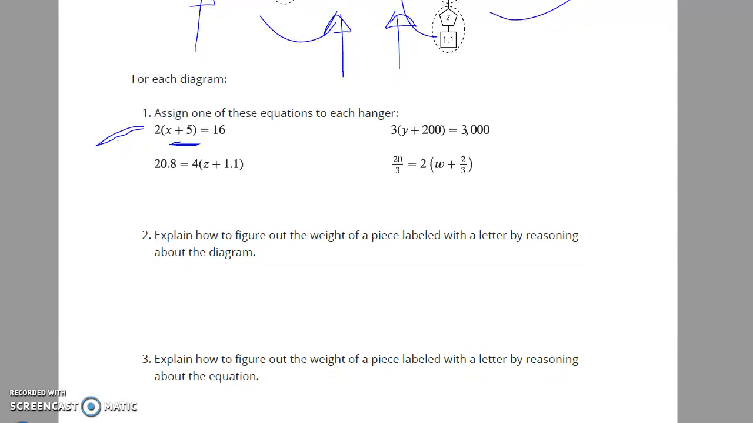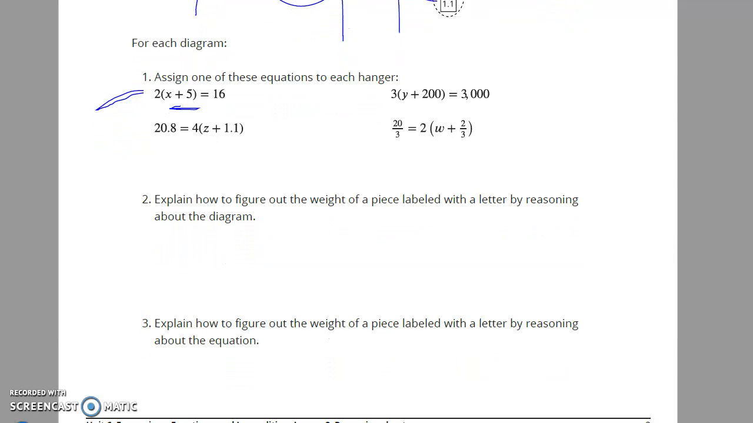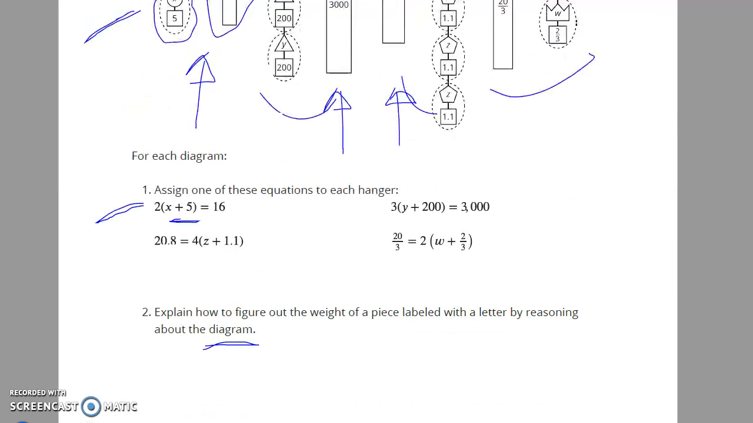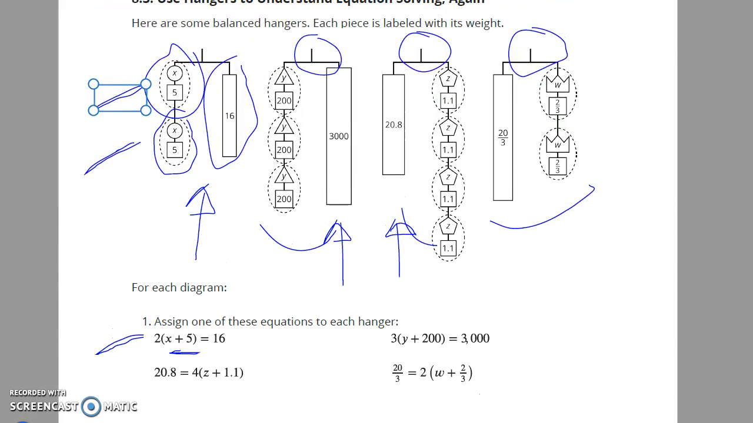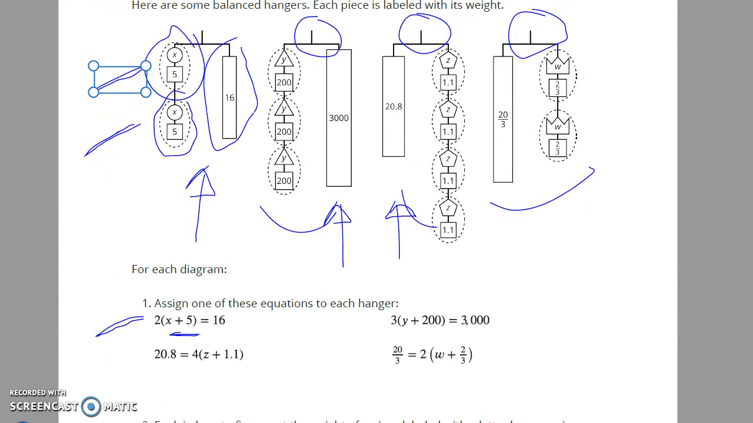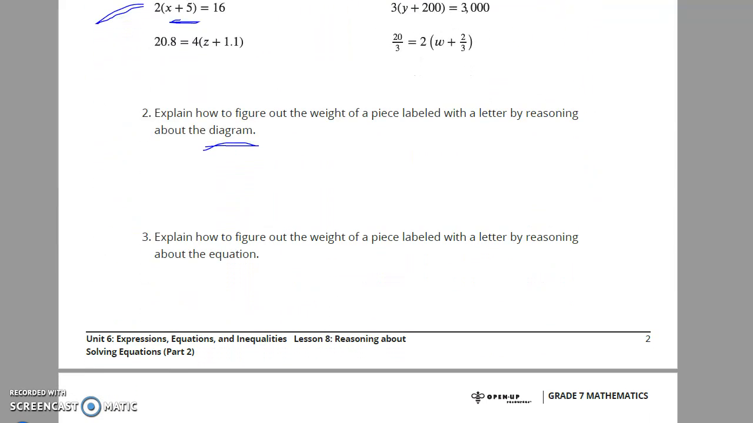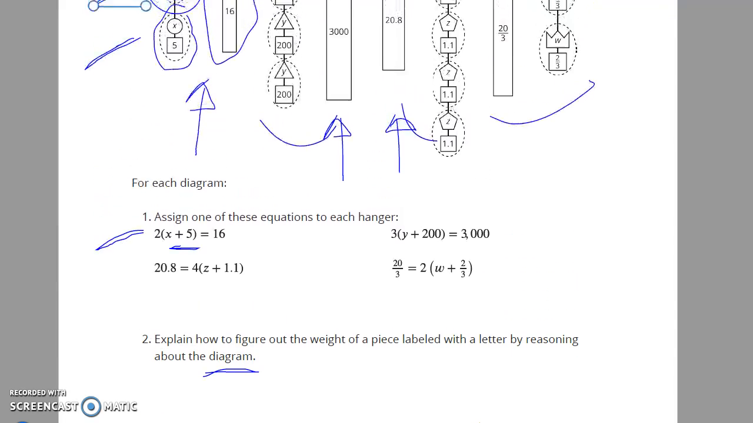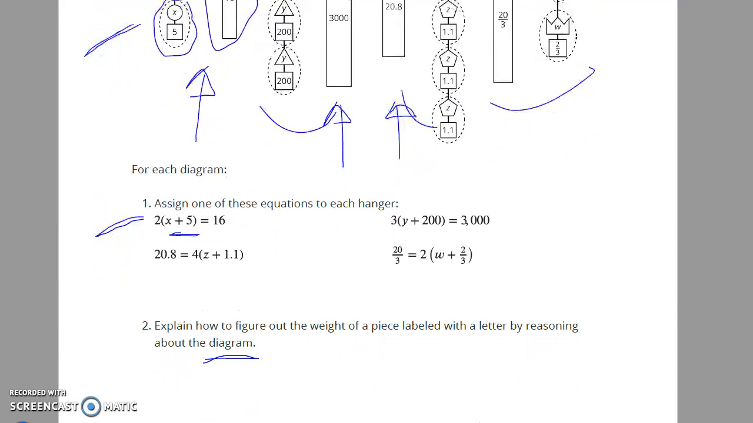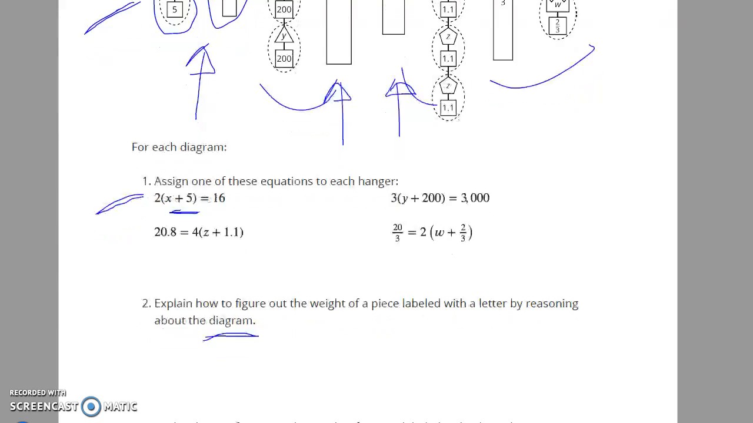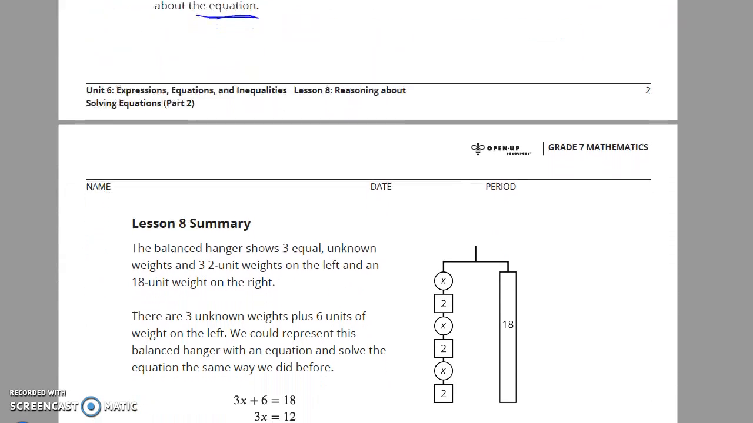And then for this next question, please explain how to figure out the weight of a piece labeled with a letter by reasoning with the diagram. Please only think about what these diagrams represent and how you could solve for the unknown number. For the last section, please use the equation. Please solve for the unknown. Both ways, you should figure out what x, z, y, and w equal.